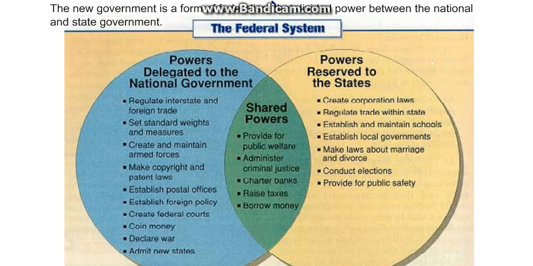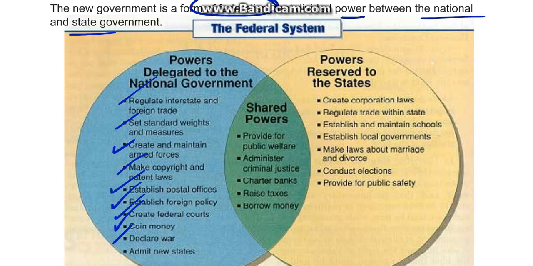The new government that is formed is a form of federalism that divided power between the national and state governments. Each side had different powers, and then there were some shared powers in between. The delegated powers to the national government included regulating interstate and foreign trade, setting standard weights and measures, creating and maintaining the armed forces, copyright and patent laws, post office, foreign policy, creating federal courts, coining money, declaring war, and admitting new states to the Union.